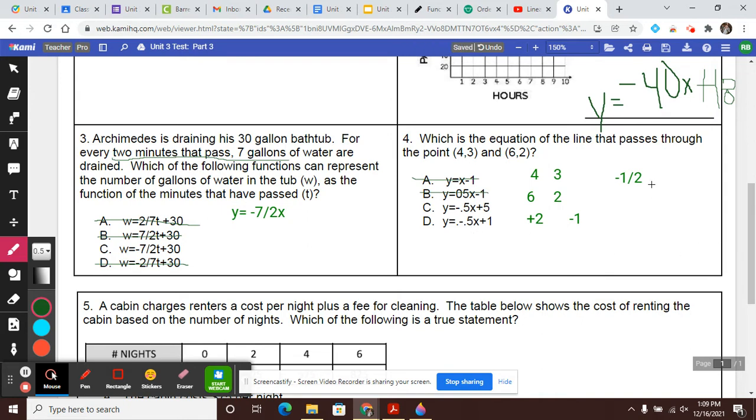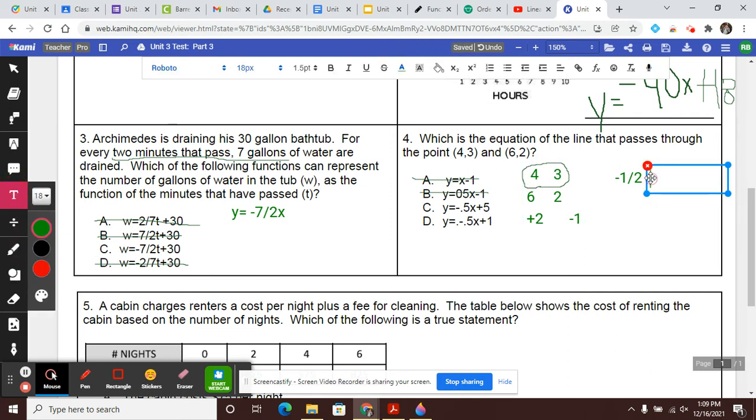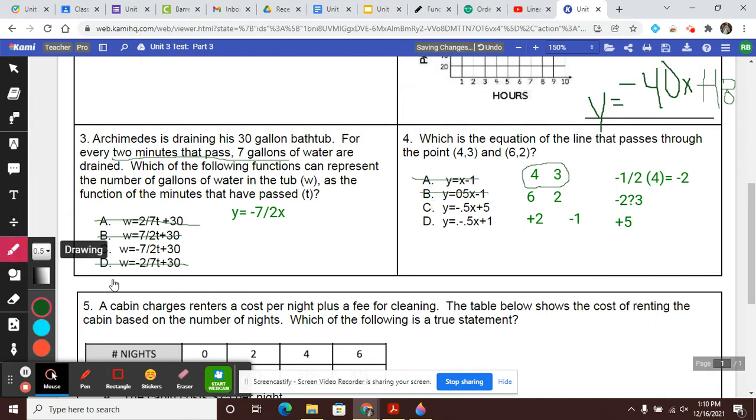But then what I'm going to do is I'm going to take my slope and I'm going to pick 2 points. And the 2 points that I pick, I'm going to pick 4 and 3. So I'm going to take that slope of -1/2 and I'm going to multiply it by 4. So I'm saying, okay, -1/2 times 4 is going to equal -2. So I'm going from -2 to get to 3. How far am I going to go? Okay. When I do that, I say, okay, well, I am going up 5. The only one that matches it is going to be C. So I'm going to go ahead and cross D out.